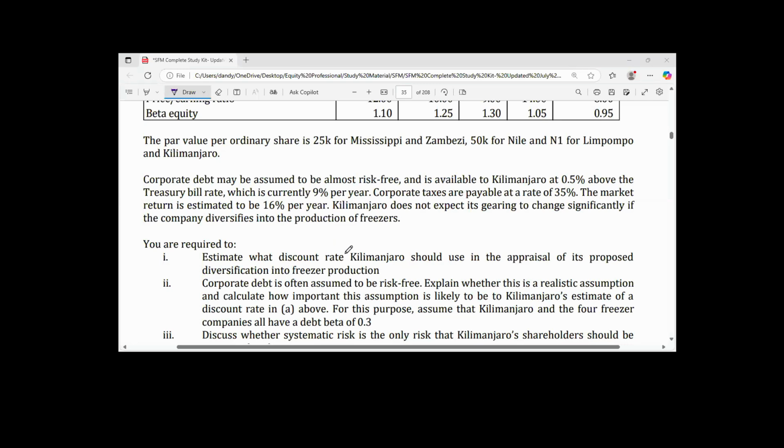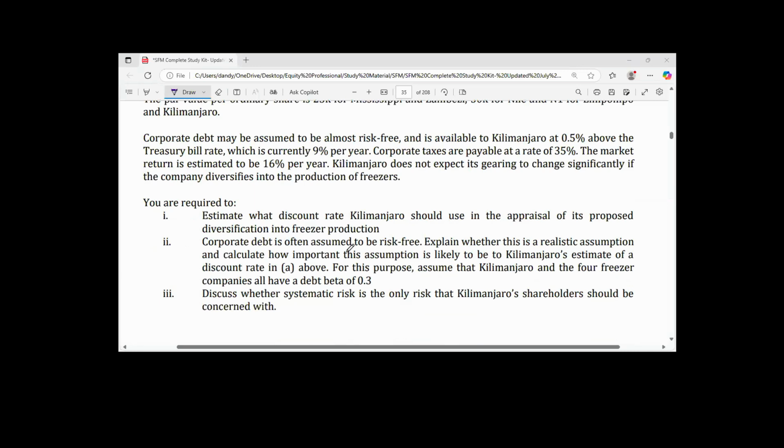You are required to: A. Estimate what discount rate Kilimanjaro should use in the appraisal of its proposed diversification into freezer production. B. Corporate debt is often assumed to be risk-free. Explain whether this is a realistic assumption and calculate how important this assumption is likely to be to Kilimanjaro's estimate of a discount rate in A above. For this purpose, assume that Kilimanjaro and the four freezer companies all have a debt beta of 0.3. C. Discuss whether systematic risk is the only risk that Kilimanjaro shareholders should be concerned with.